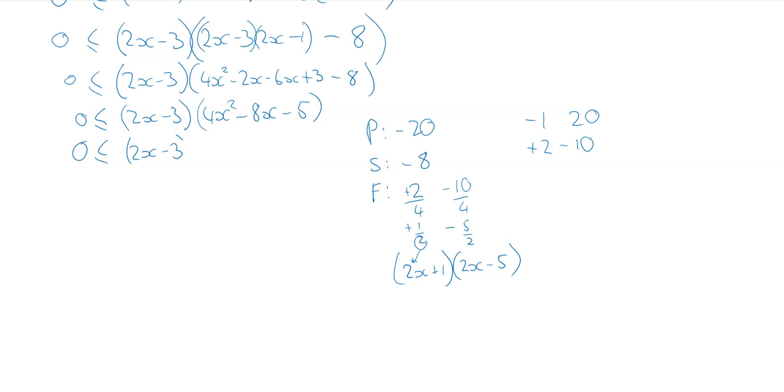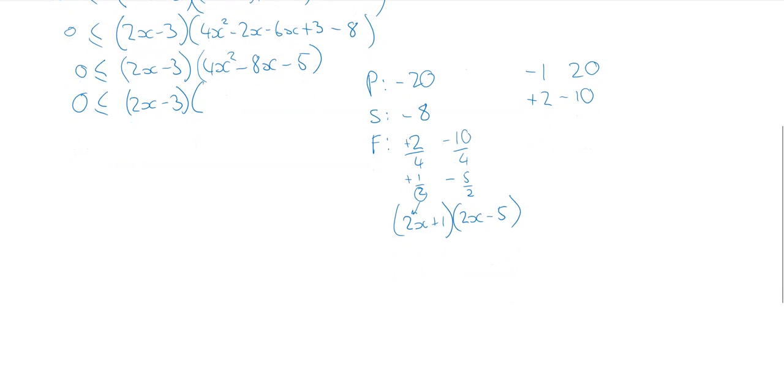2x minus 3, and then this part here factorizes into this. So I can put that as 2x plus 1. I'm pretty sure that works out, isn't it? Like 2 is 10, plus 2 would be 8, and that gives us negative 5. Yeah, good. Okay. 2x plus 1, 2x minus 5.